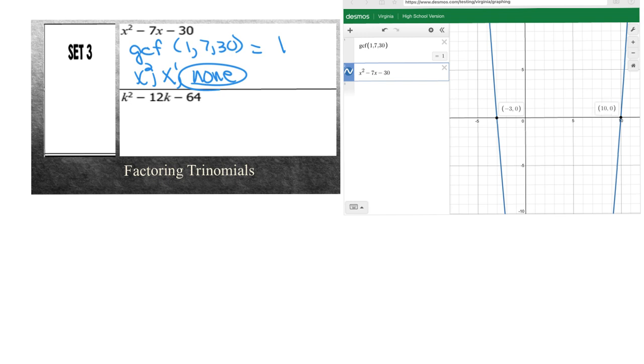At this point, I type in my trinomial, x squared minus 7x minus 30, and I find my two x-intercepts. I find that x is equal to negative 3 and positive 10. Therefore, to get my two numbers, I'm going to do the opposite of those. And the opposites are positive 3 and negative 10. So I'm taking this trinomial.